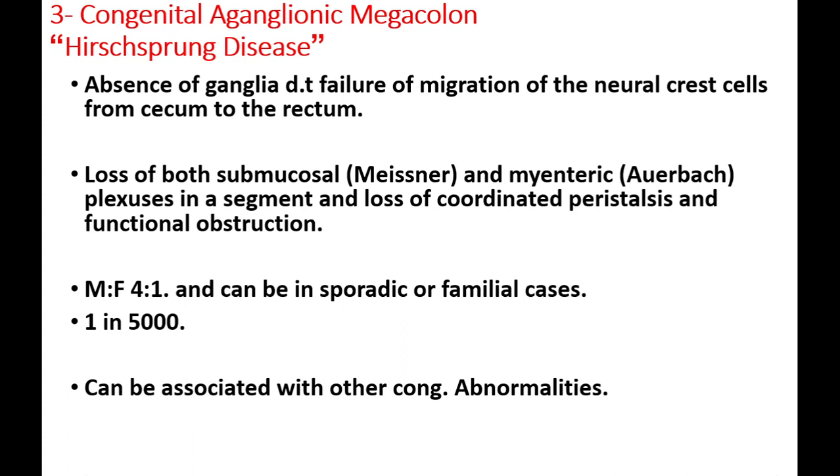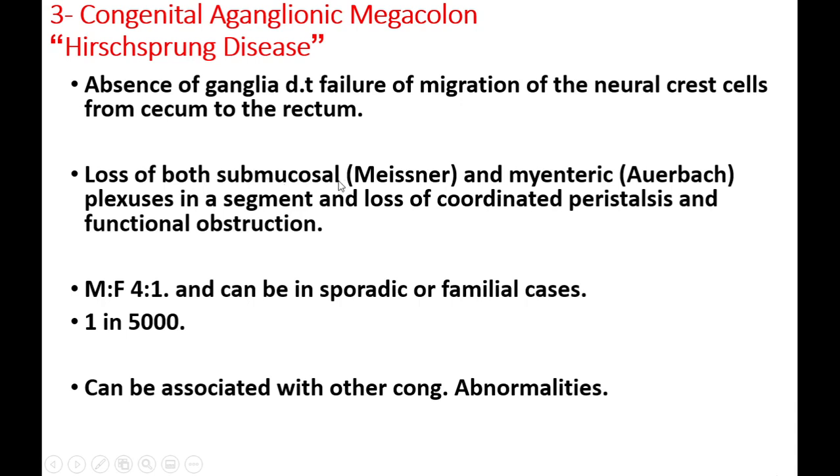Another congenital anomaly, number three, is congenital aganglionic megacolon, or Hirschsprung's disease. It is the colonic counterpart or colonic simulator of achalasia of the esophagus. Both of them are related to absence of ganglionic cells. Here, it is due to failure of migration of neural crest cells from the cecum to the rectum. So the rectum is devoid of ganglion cells.